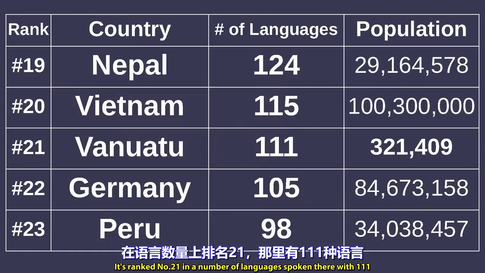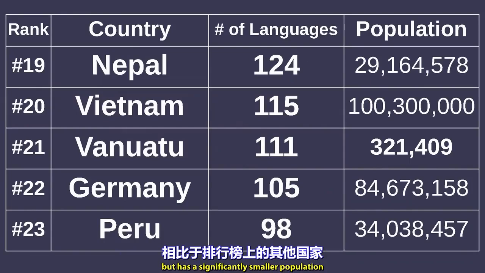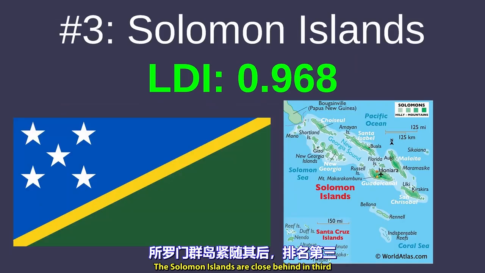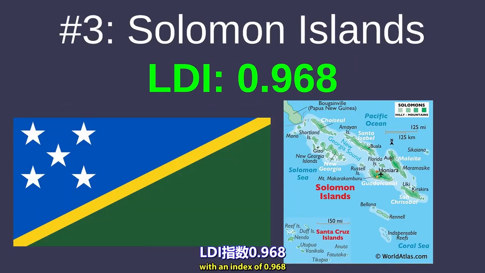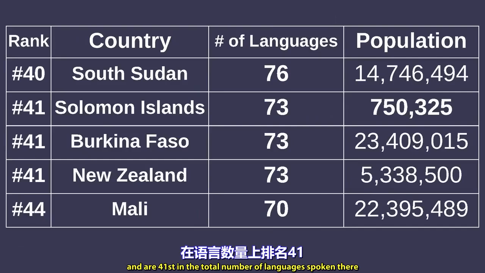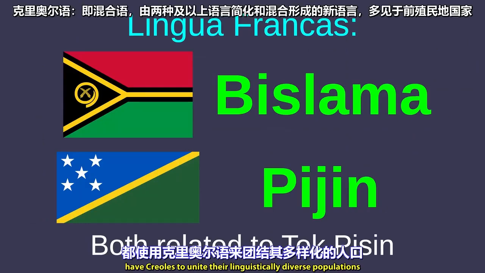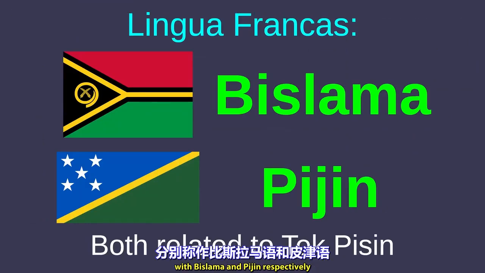It's ranked number 21 in the number of languages spoken there with 111, but has a significantly smaller population than those surrounding it on the list, surpassing them with an index of 0.972. The Solomon Islands are close behind in third, with an index of 0.968, and are 41st in the total number of languages spoken there. Vanuatu and the Solomon Islands have Creoles to unite their linguistically diverse populations, with Bislama and Pijin respectively, which are both related to Tok Pisin.